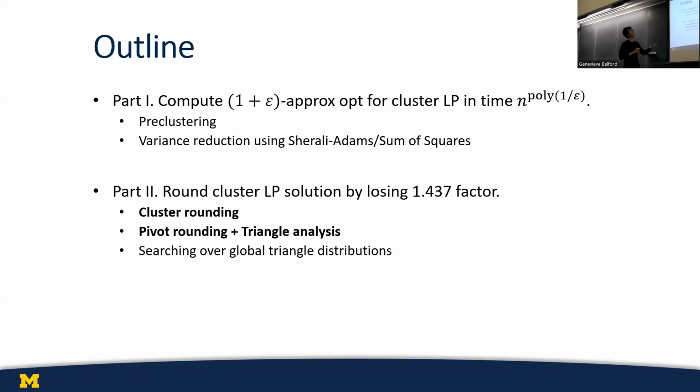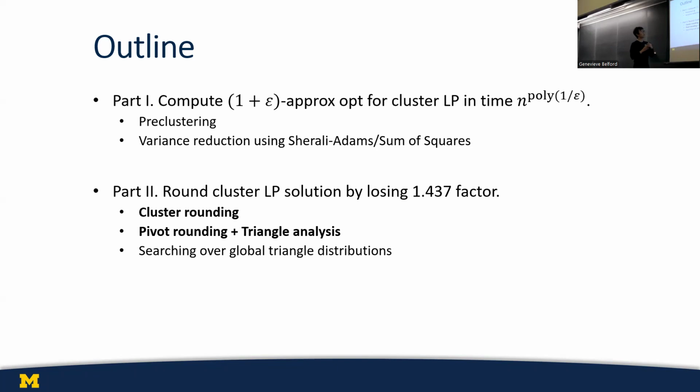Good. Okay, so that's how we solve this LP. The good news is that the second part is completely independent. If you're only interested in improving the approximation ratio, then you only need to listen to this part, because that part is a completely black box. The second part is arguably easier, at least up to a 1.5 approximation. So let me tell you why.